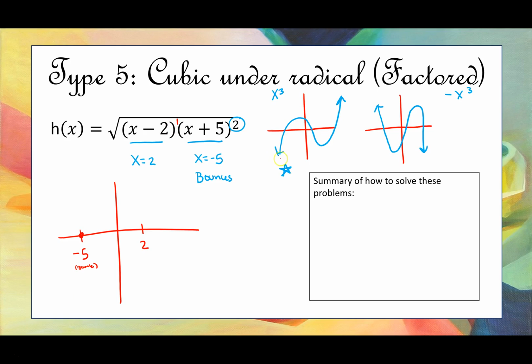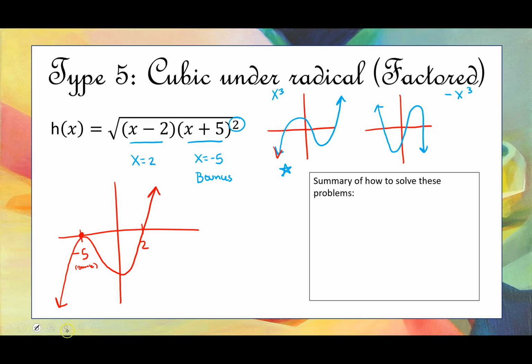So it's going to look something like this. It's going to start down below. It's going to bounce, meaning it's not going to cross. It's just going to go like that. But then we know it crosses at 2. The reason we know it crosses is because of this degree of 1.